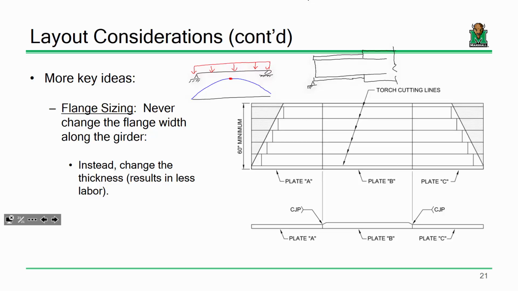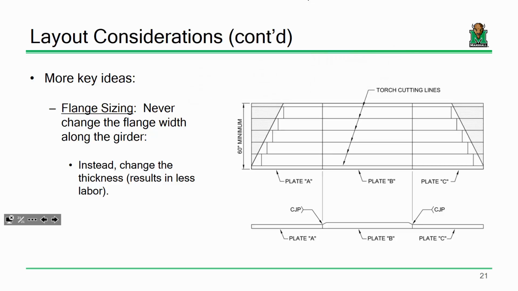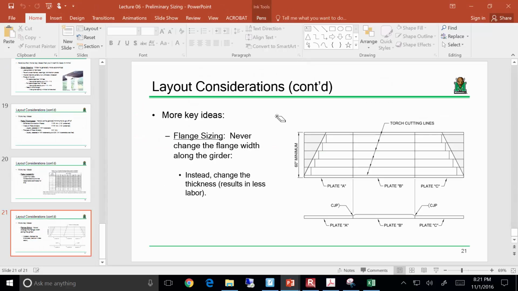Make sense? Now, my point being, never, ever, ever make the flange wider, okay? If you're going to do a flange transition, only make the flange thicker. Never make it wider. I'm going to explain why, okay? All right, let me show you a little bit about the fabrication process. Let me show you how this is going to work.